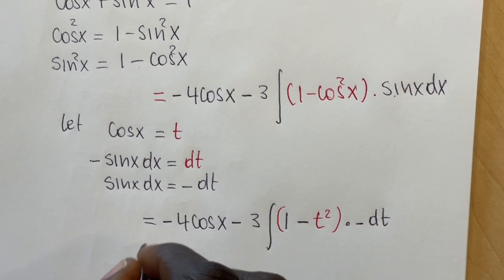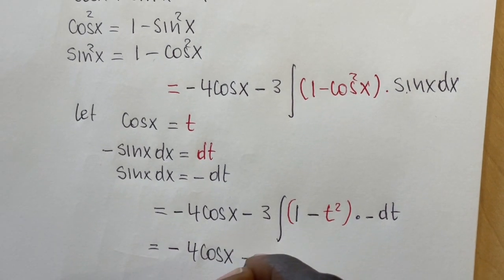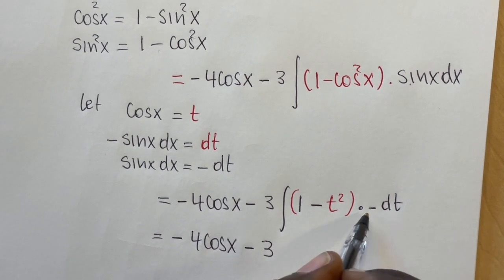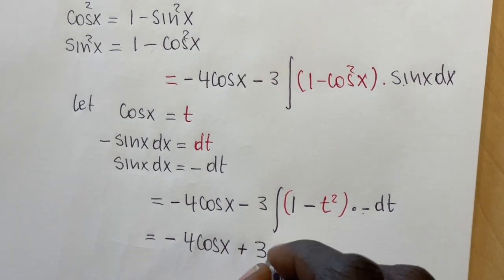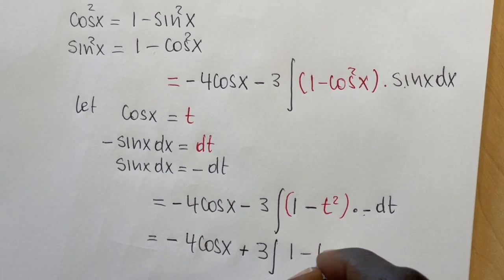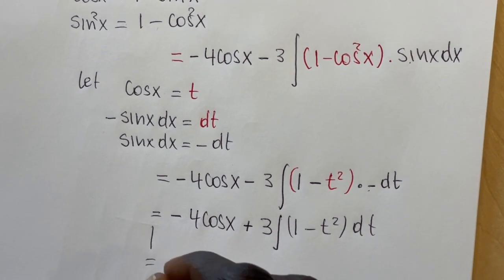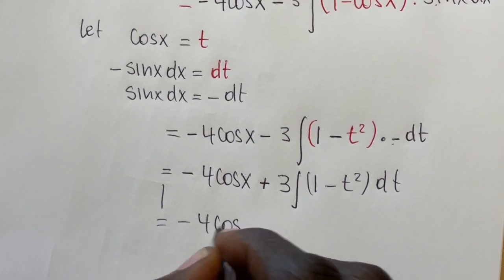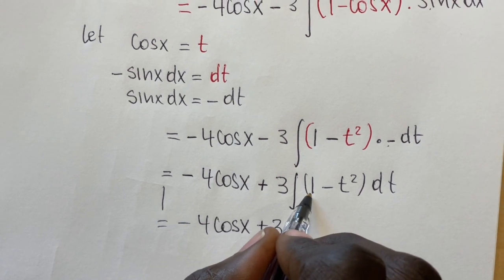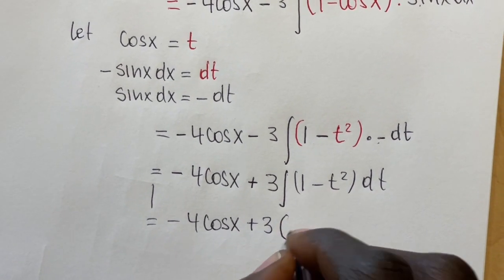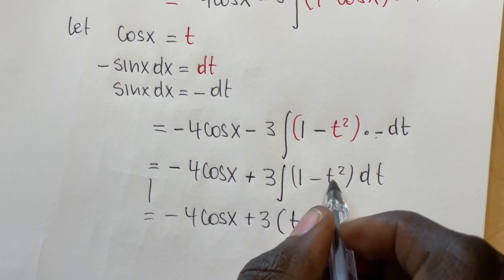So now we're just going to have negative 4 cos x minus 3. But check guys, this is a negative and this is negative. So then we're going to have plus. So we are left with integral of 1 minus t squared dt. So we're going to have minus 4 cos x plus 3. So what is the integration of 1 with respect to t? We're just going to open the bracket. It's going to be t minus, what is the integration of t squared with respect to t?